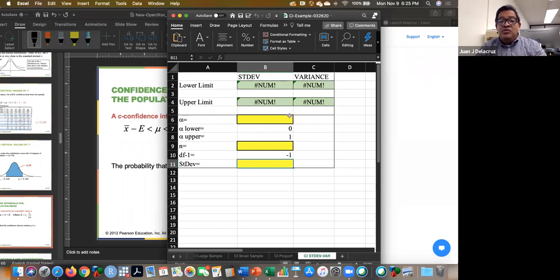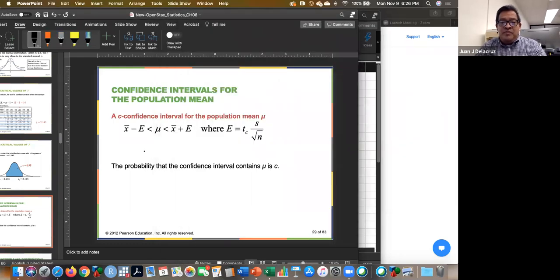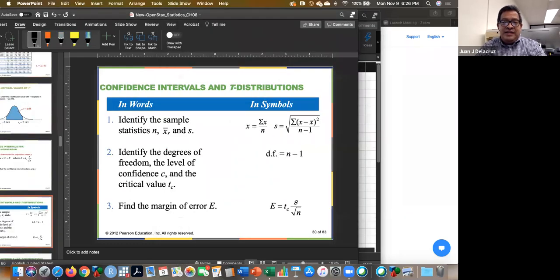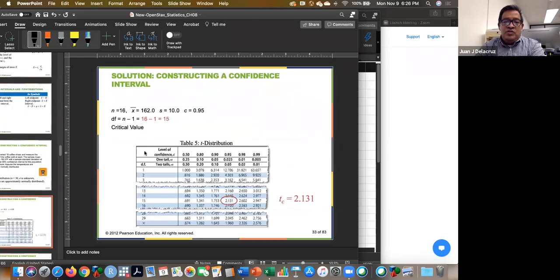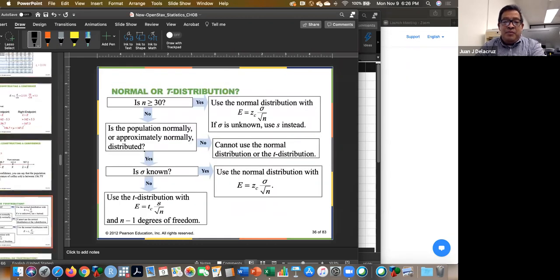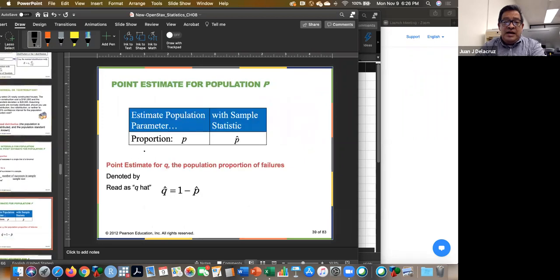We are going to build a confidence interval for the standard deviation and the population variance. Okay, so before going there, we have sigma. If we know sigma, we use the normal distribution. If we don't know sigma, and we have a small sample, we use the t-distribution.